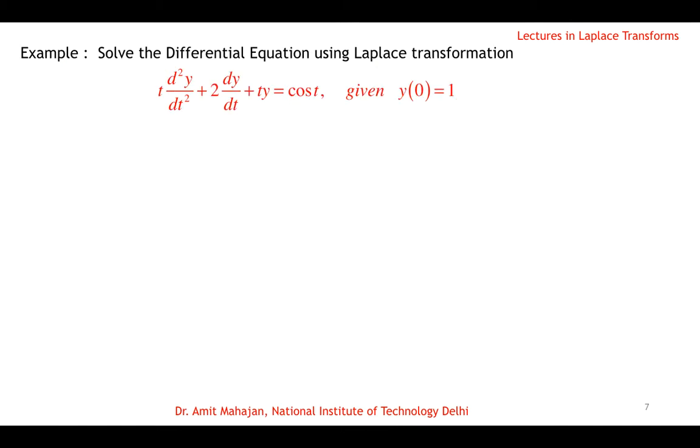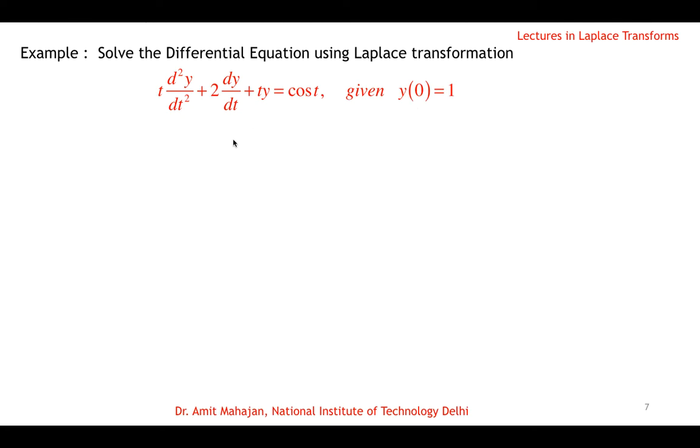Now I take a third example. Solve the differential equation using Laplace transformation. Again, it's a non-homogeneous differential equation of second order, but now the coefficients are not constant, they are variable coefficients. The coefficient of the second derivative is t, and also the coefficient of y is t. Only one condition is given, which is y(0) equal to 1.